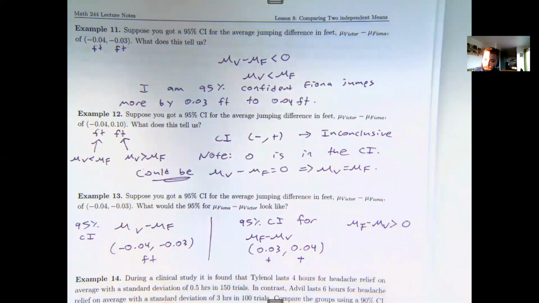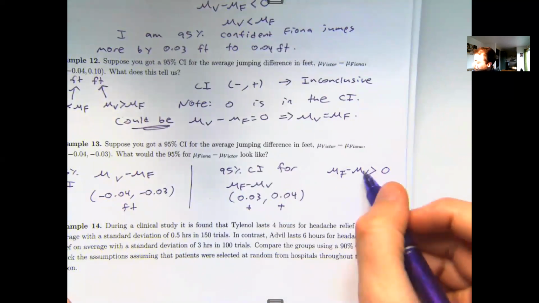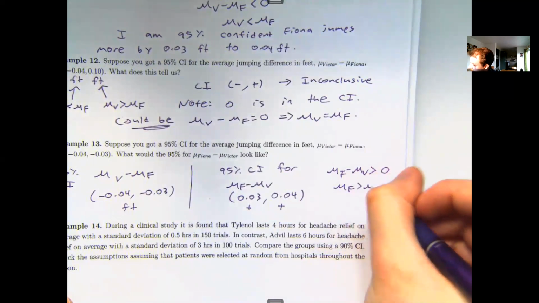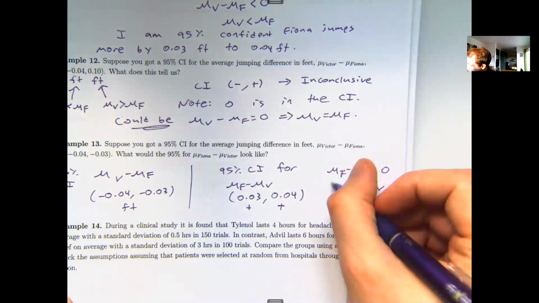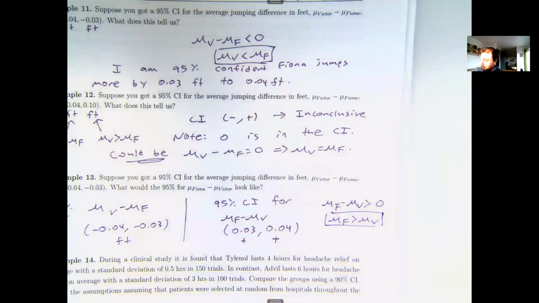If it's positive, then this new interval is greater than 0. Moving this symbol to the other side, this gives me that Fiona is a better jumper than Victor. That's the same thing as saying that Victor is a worse jumper than Fiona.